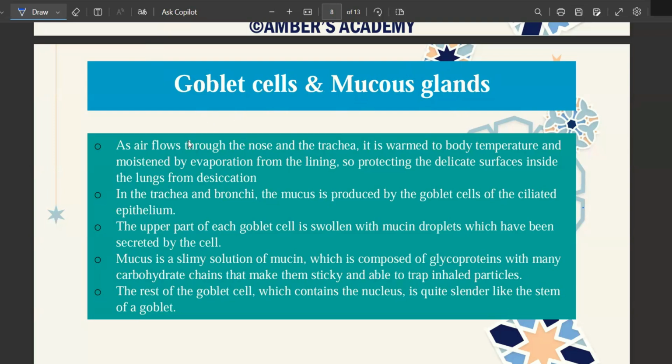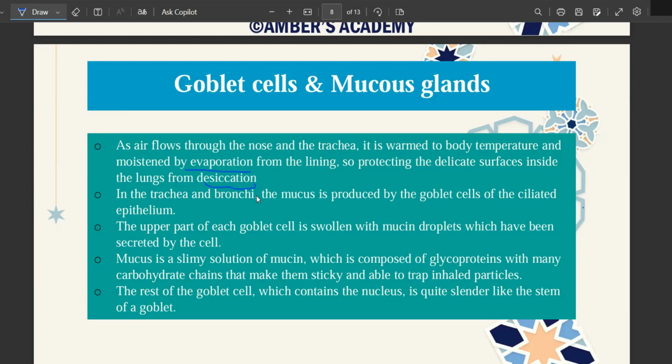So as the air flows through the nose and the trachea, it is warmed to body temperature and moistened by evaporation from the lining, so protecting the delicate surfaces inside the lungs from desiccation. Desiccation means becoming dry. So it protects our surfaces in the lungs from drying out. This moisture and evaporation from the lining protects the internal surfaces of the lungs from drying out.